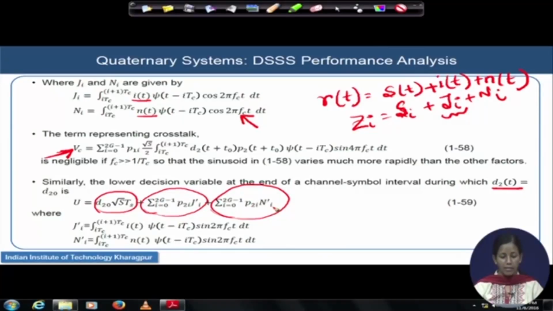And this J1 dash and N1 dash, that is Ni dash, simply have some resemblance. The expressions are basically the same as we have written for the upper path, Ji and Ni. So there is no difference between these two: the same interfering signal interferes with both paths, and the same noise signal is getting applied on both paths.